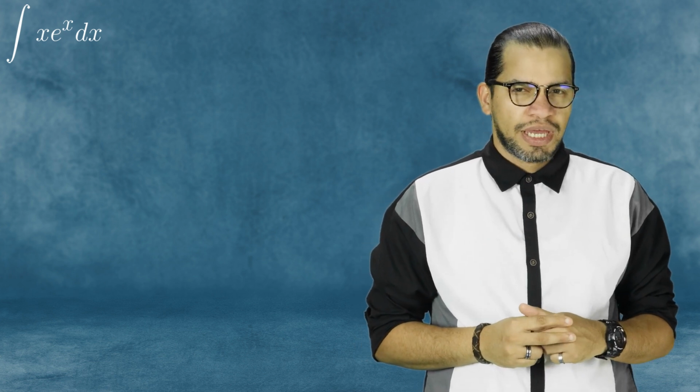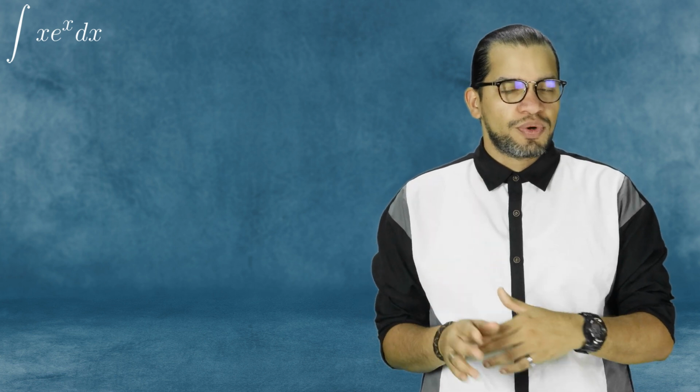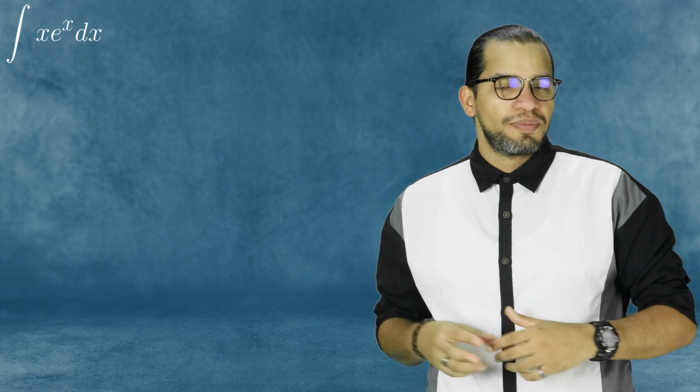Now, this is what we're going to do in order to solve this integral. Follow me on this one, okay? We're going to take one of the functions and name it u, and we're going to differentiate this one. And we're going to take the remaining one and call it dv, and we're going to do the integral of this.